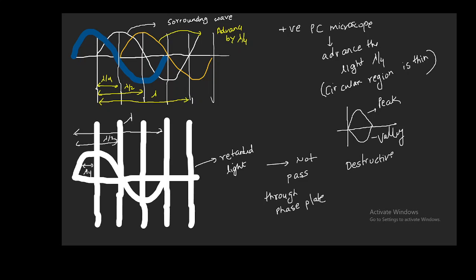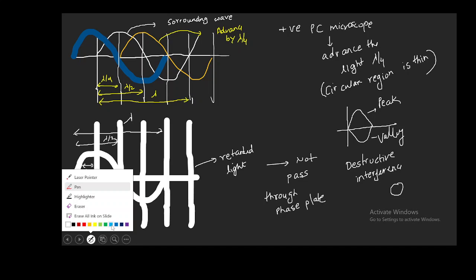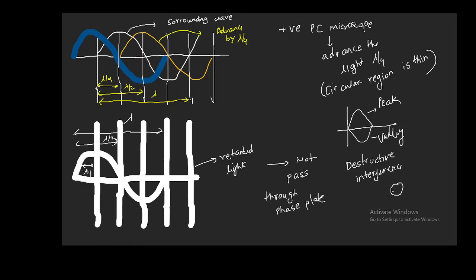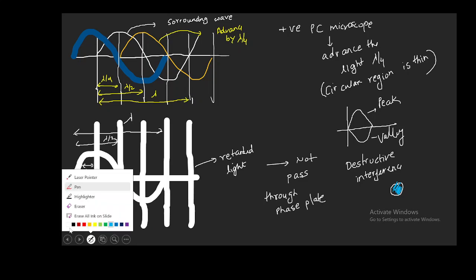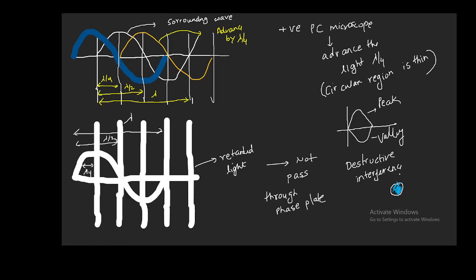Then in that case, what will you get? The higher refractive index region is going to be darker. Let's make it a little bit darker here. So the higher refractive index will look darker and the lower refractive index is going to look lighter. Let's make it lighter here. So this is going to be the darker region and this is going to be the lighter region.